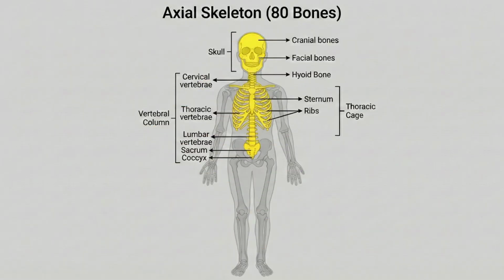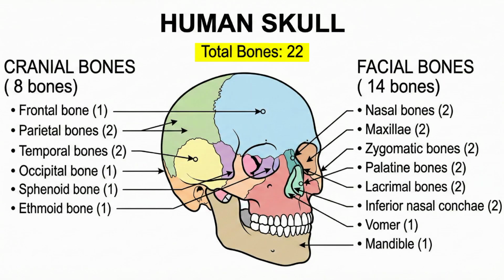Axial skeleton. Let us start with the axial skeleton. The first part of the axial skeleton is the skull. The skull has a total of 22 bones. As you can see in this picture, there are 22 bones in the skull. Out of these, 8 bones are present in the cranial part, 14 bones are present in the facial part.